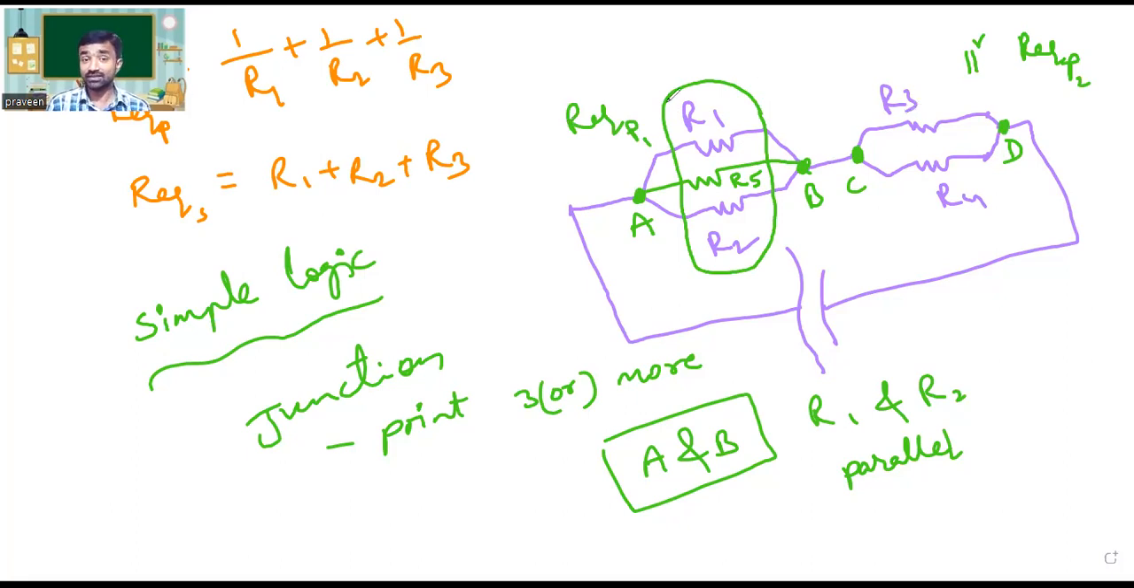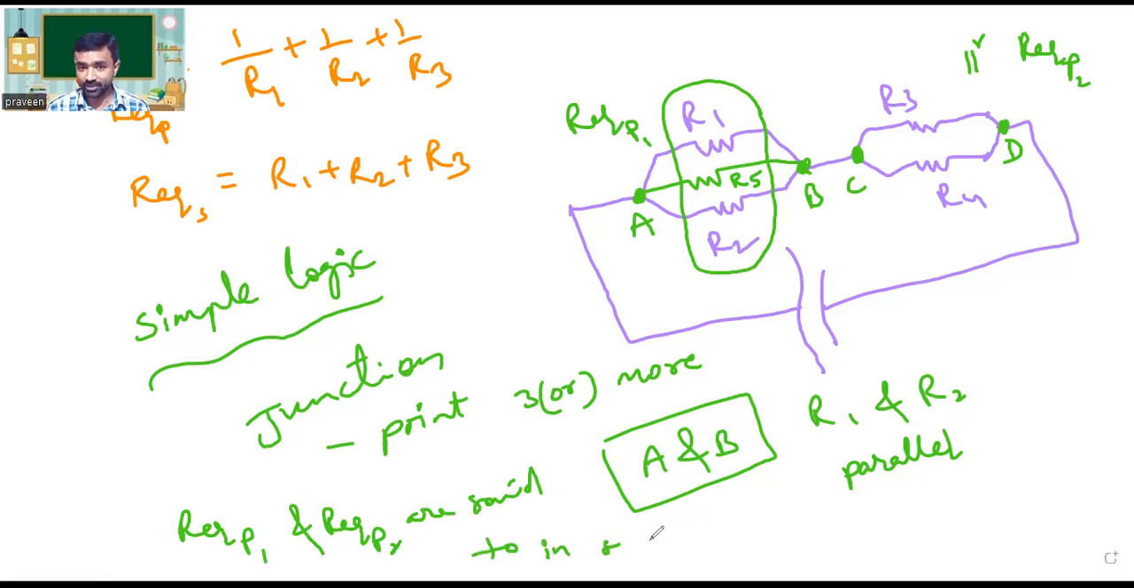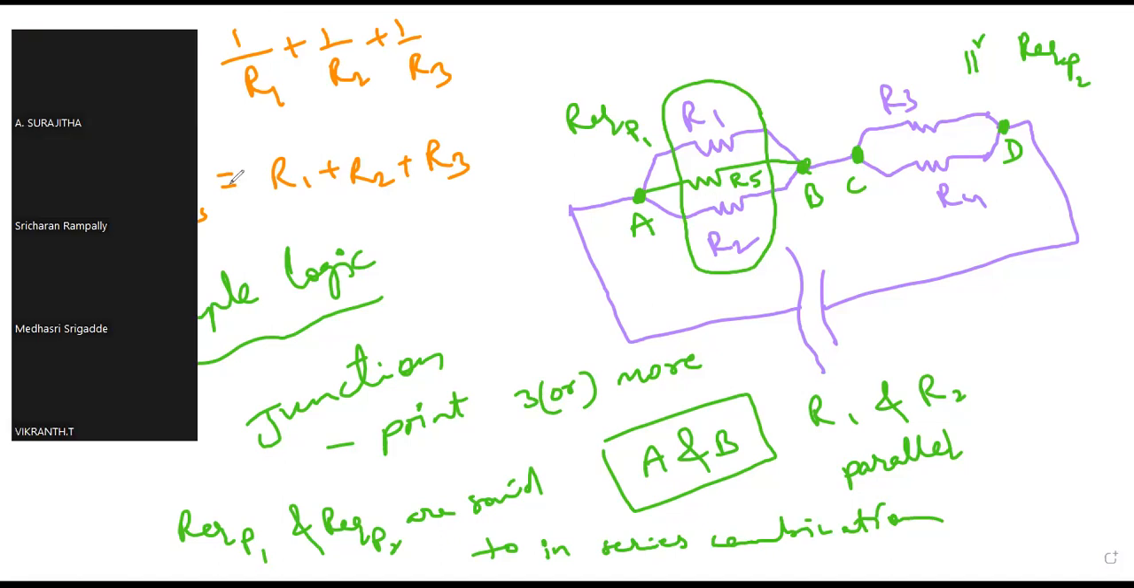So here those equivalent resistances are in series combination, right? The equivalent resistors are in series combination. R equivalent in loop 1 and R equivalent in loop 2 are said to be in series combination. Have you got a clear idea about what I discussed here?